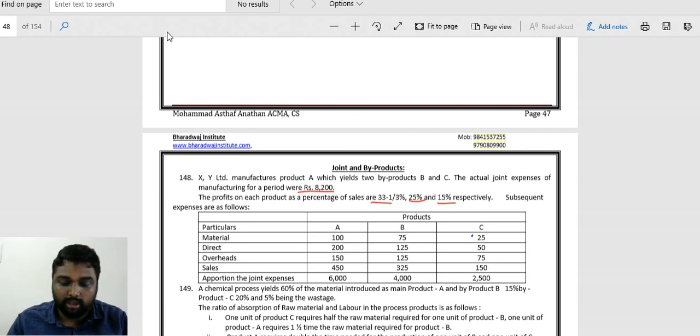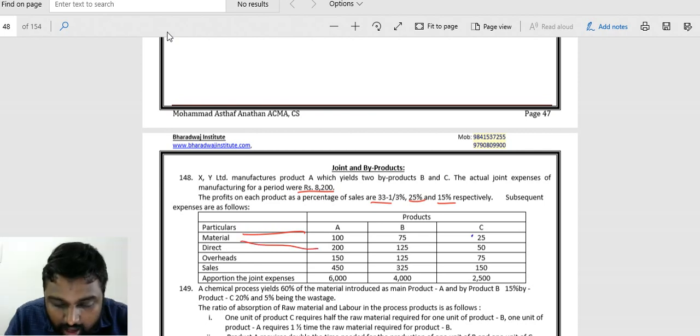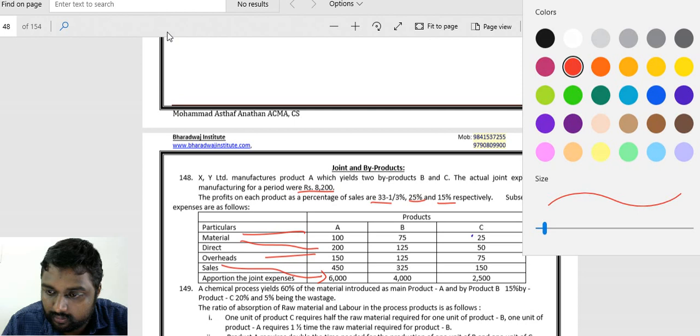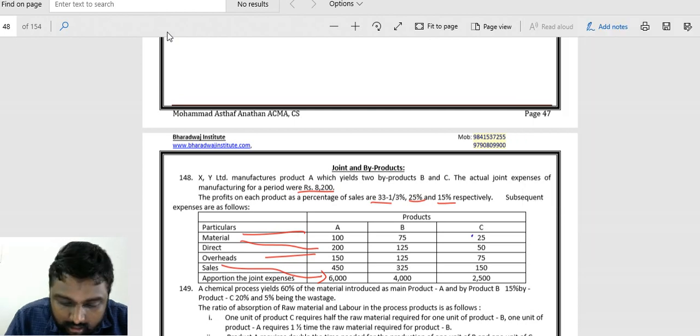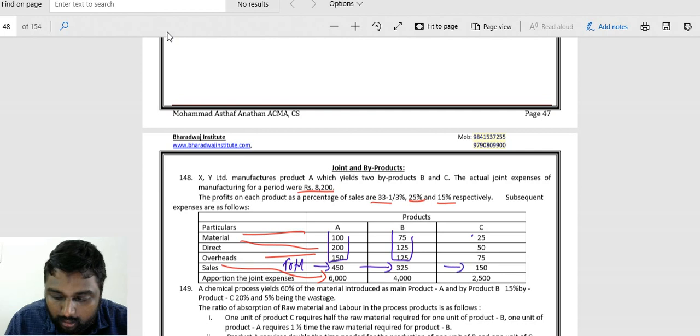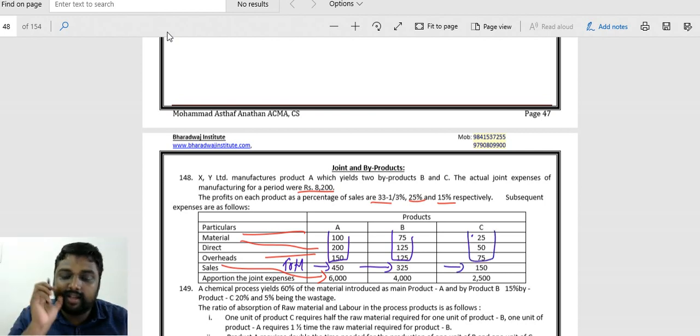So apportion. See, actually this is material, this is labor, this is overhead. Actually sales is this column. This is called total cost. This is called total. That means these three total only these. Sales is the below one.